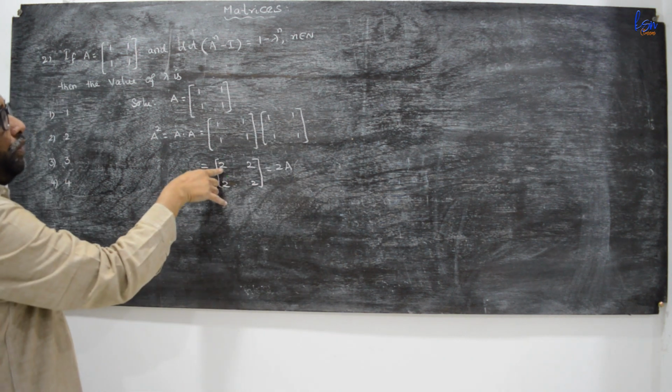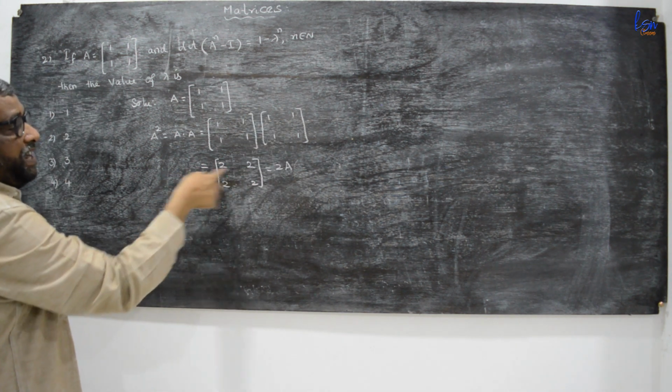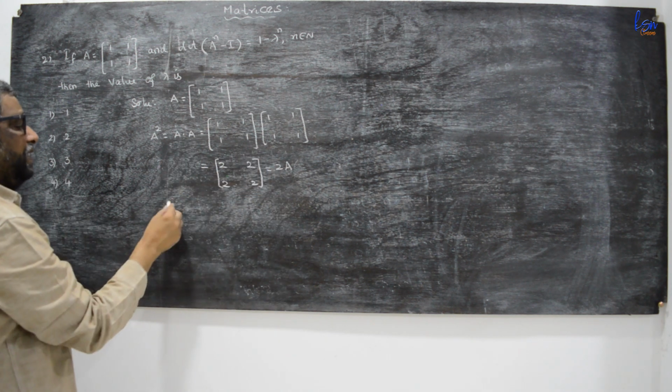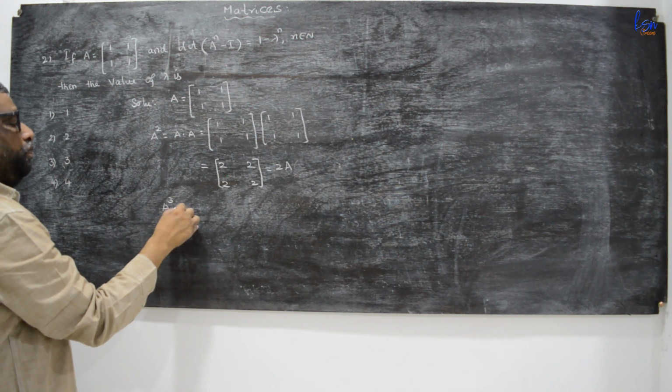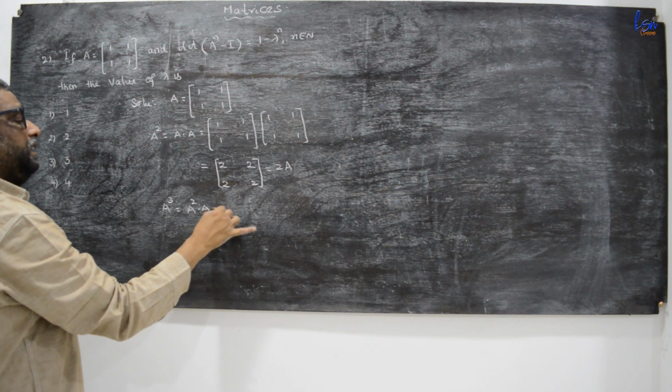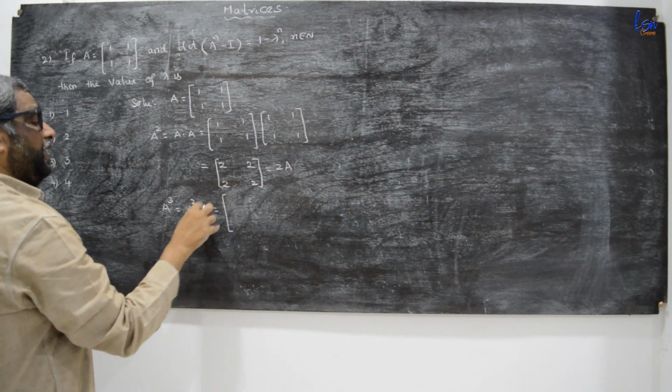2 into [[1,1],[1,1]]. 2 can be taken out, 2 can be taken as common, and [[1,1],[1,1]] is A. Now I'll find out A cube. A cube is A square into A.